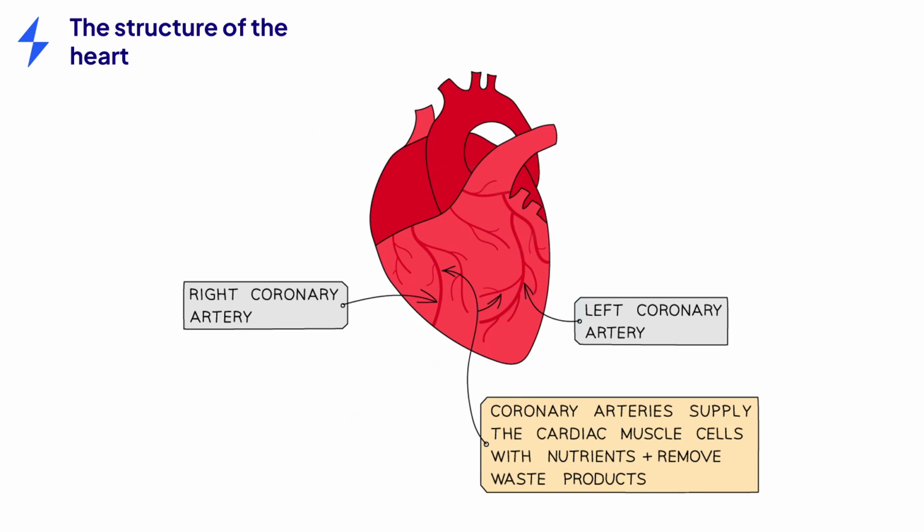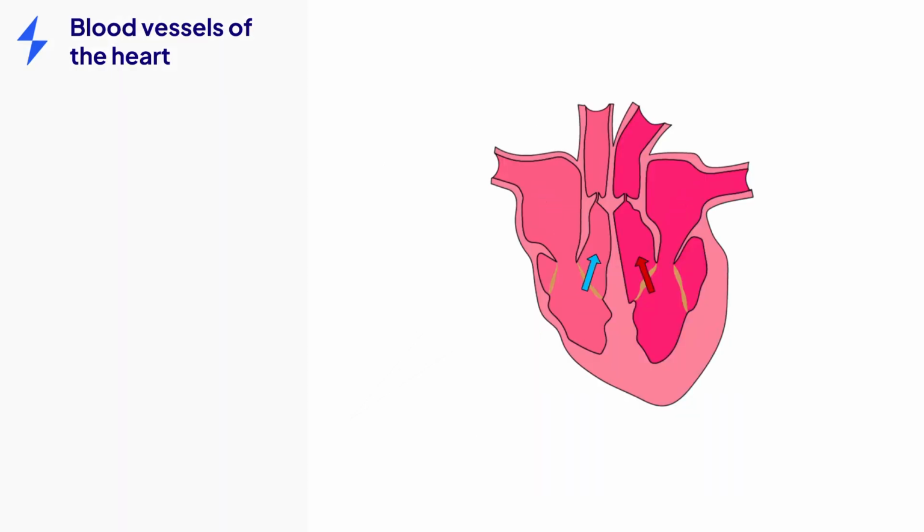These are responsible for delivering oxygenated blood to the heart cells themselves, remembering that the heart cells also need to carry out respiration and all other cell processes. In an exam, you would be expected to identify some of these structures, so do make sure you're familiar with them. The blood arrives and leaves the heart in different blood vessels.